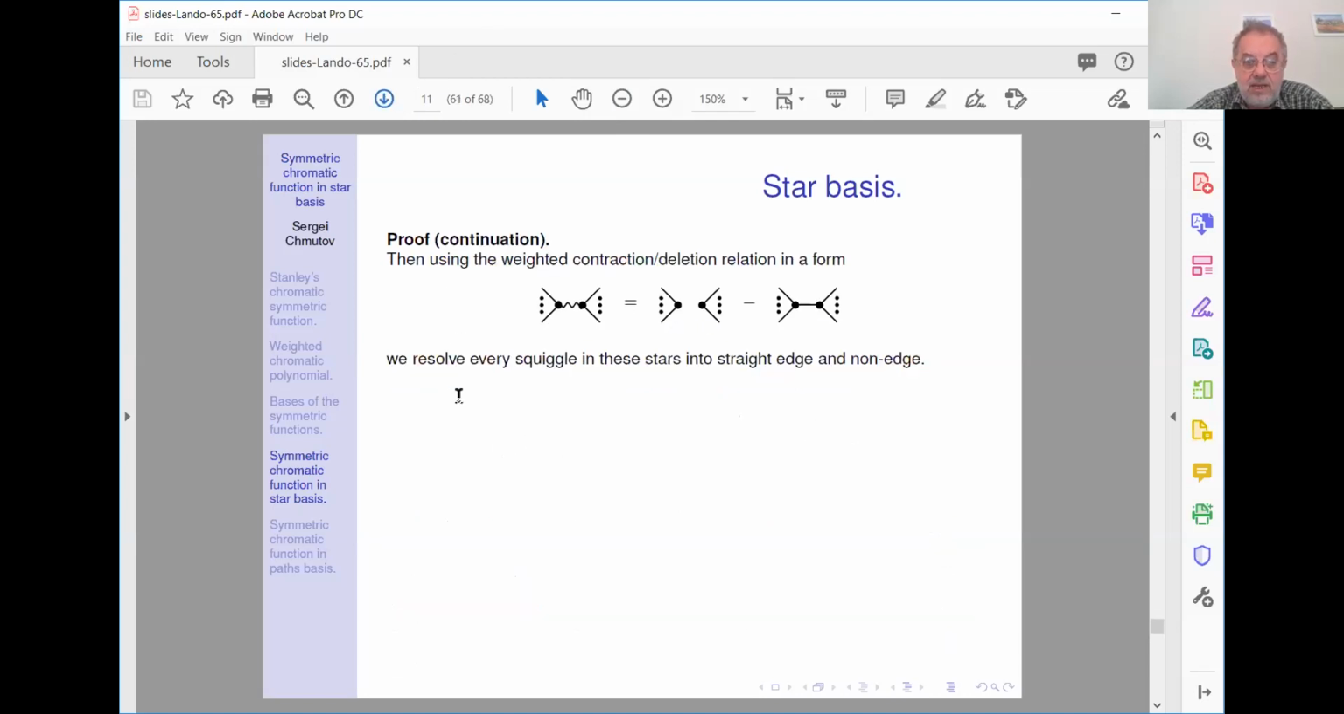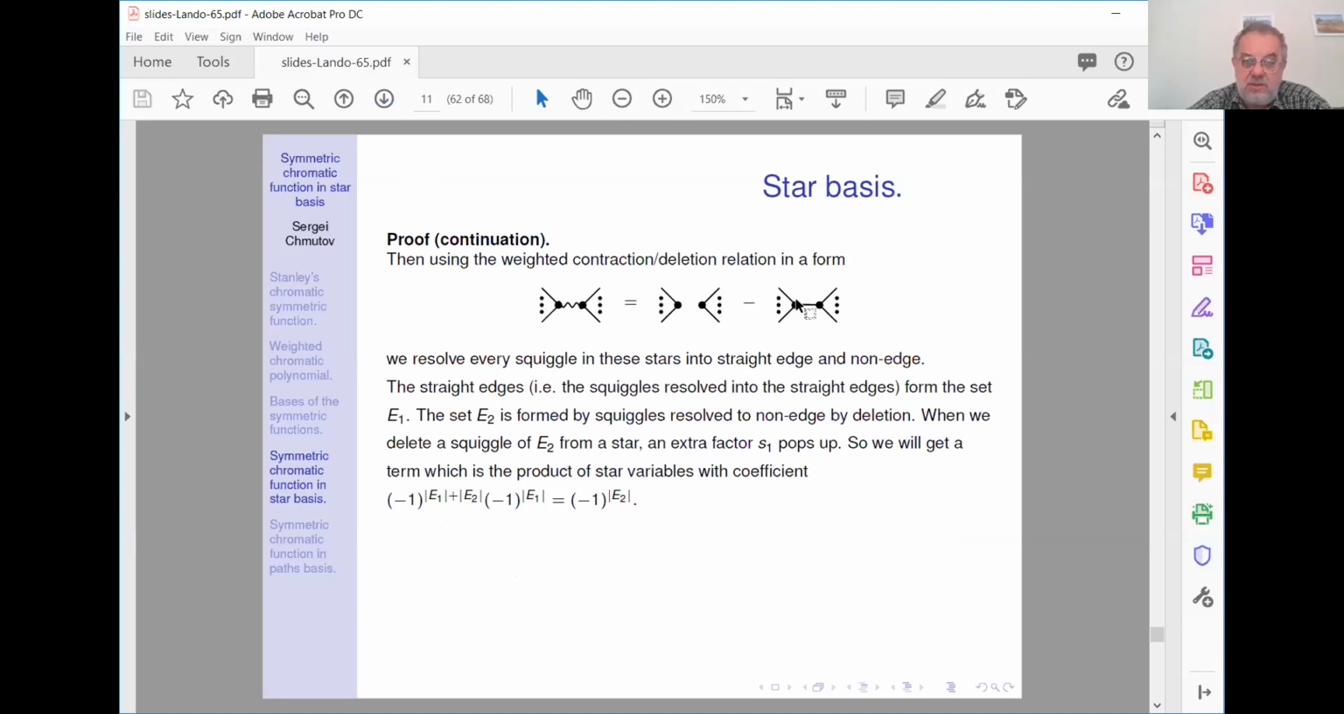Okay, and now I replace squiggles with straight edges, and that is going to be E1. That is, the straight edges are E1. So the total sign is going to be -1 to the cardinality of the set E2. That was the original formula, that cardinality.